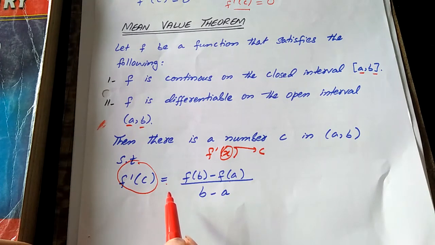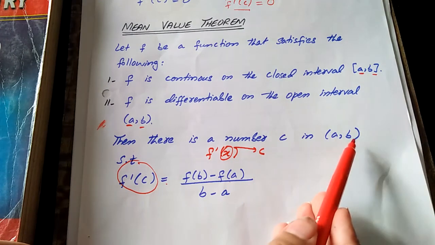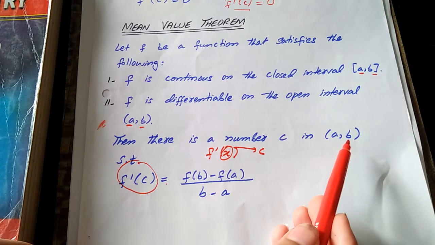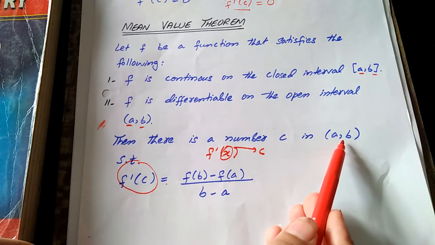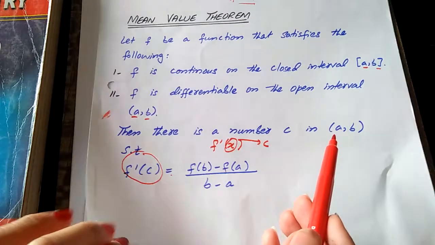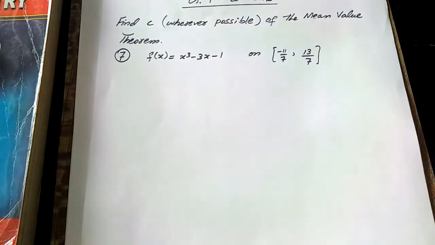After getting the value of C, we will check its validity. If the value of C lies between this interval, it means this is our value of C. If it does not belong to this interval, then this is not the value of C. I hope now you got the points on how we are going to solve these questions.